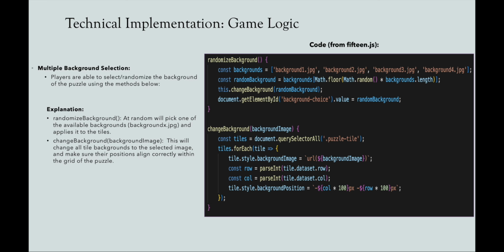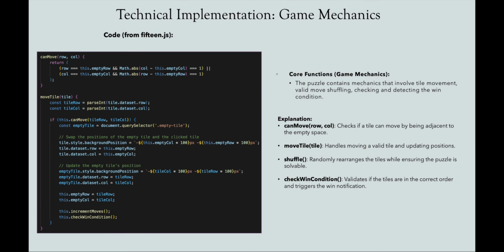Again, the code is showcased in the snippet on the right. Now, taking a look at the code snippet on the left, again from our 15 JavaScript file, we're going to showcase how the puzzle contains mechanics that involve tile movement, valid move checking, shuffling, and detecting the win condition. These are the game mechanics here. As you can see, we also utilize a conditional with the move tile method. The move tile method is going to handle moving a valid tile and updating positions.